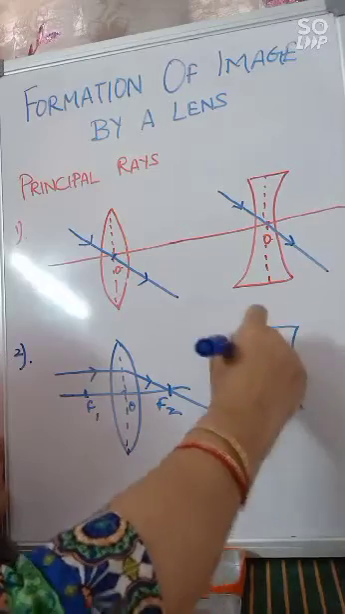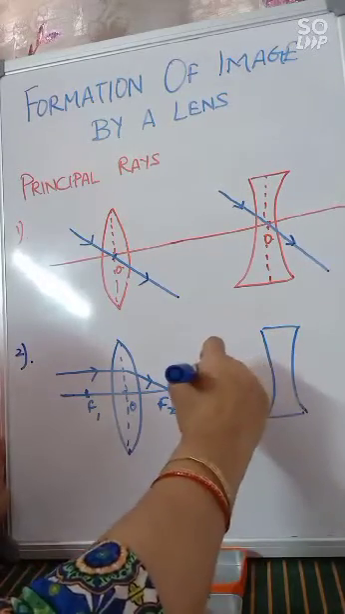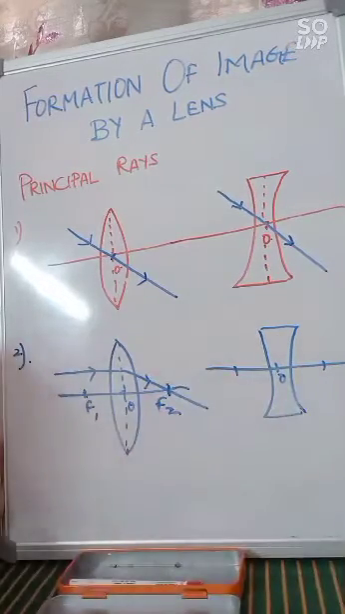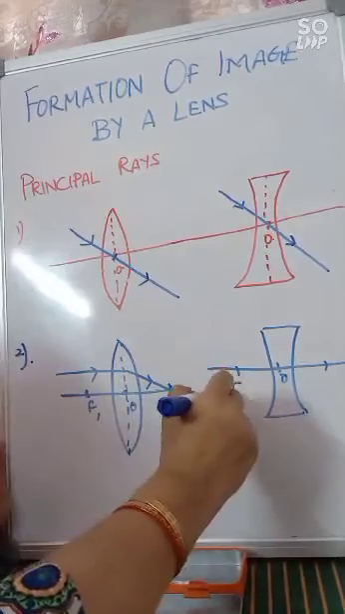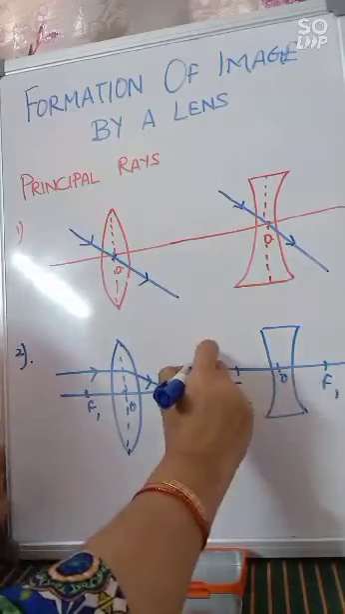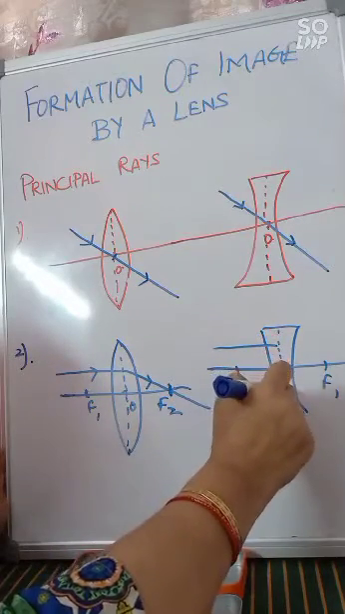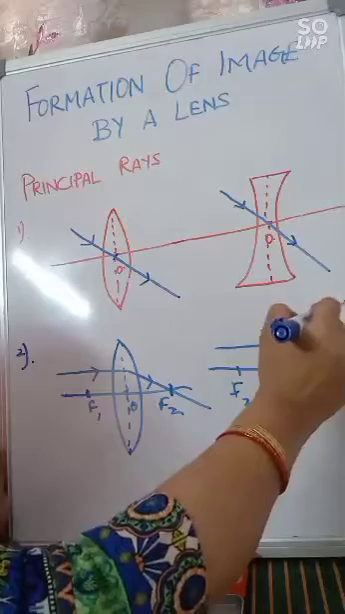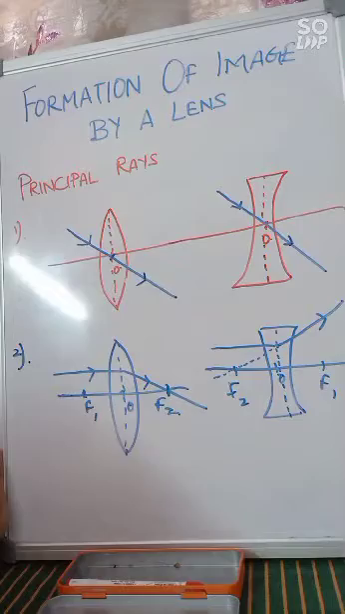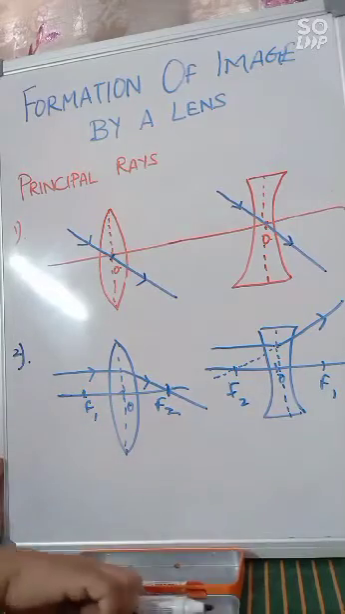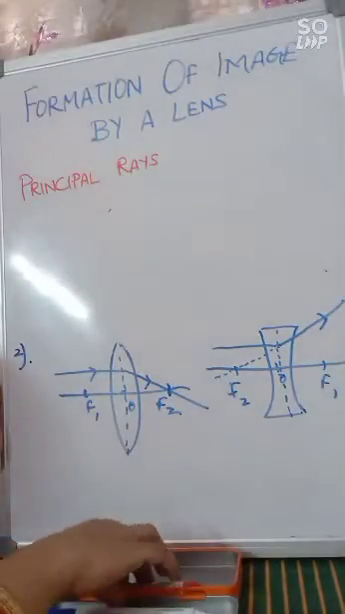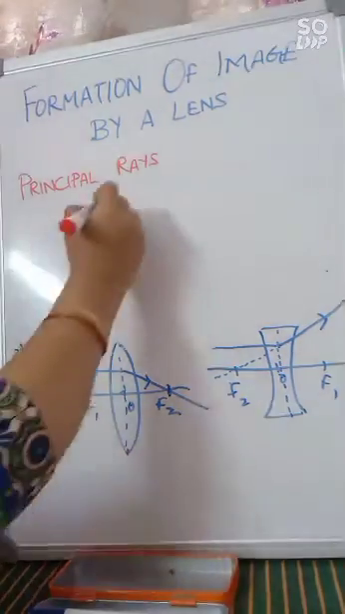But when we talk about concave lens, again, this is your principal axis, this is your optical center, and then we have your second focus, and this is your first focus. In this case, a ray parallel to principal axis, after refraction diverges, but when you extend it, it passes through second focus. Fine. And the third principal ray that we are going to discuss is a ray passing through focus.